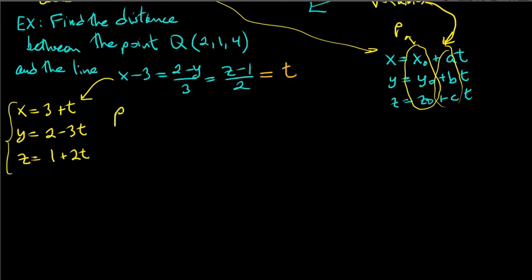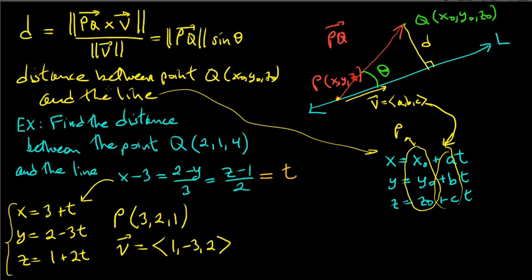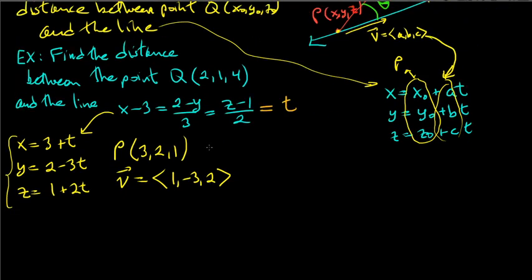And now we have our point P. Just set t equal to 0, so we might as well use 3, 2, 1 for the point P. And for the vector V, we might as well use the coefficients a, b, and c. It's 1, negative 3, 2. Okay? And so what do we need? We need the vector from P to Q. So remember, Q has coordinates 2, 1, 4. The vector from P to Q will have components 2 minus 3, so negative 1. 1 minus 2 is also negative 1. And 4 minus 1 is 3. Okay, so that's the vector from P to Q.